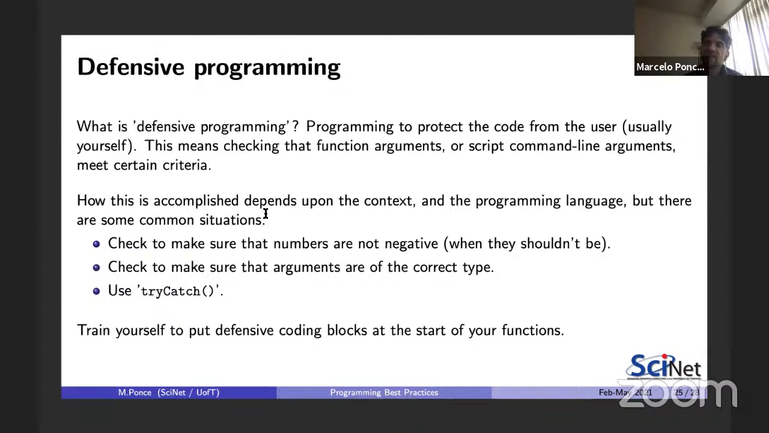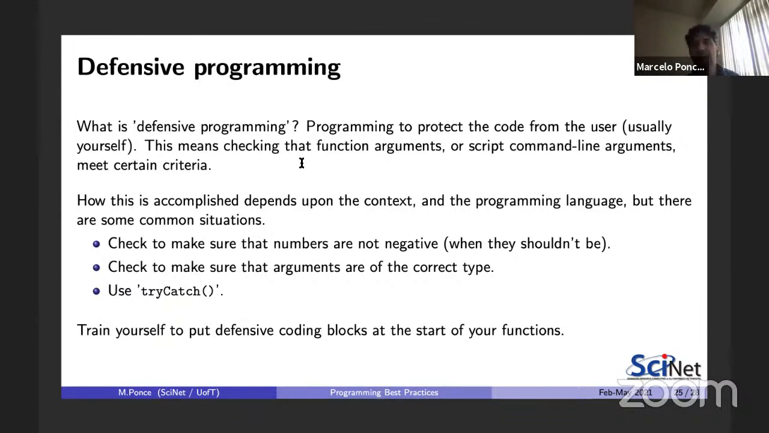Defensive programming, just a few slides about defensive programming. That's something that we are not necessarily going to use a lot in this course, because it shines a lot when you are using command line arguments. But basically, the idea is that you want to protect the code from the user, usually it can be ourselves, from using it mistakenly. And this doesn't need to be on purpose. It can be that I just forgot the order in which I'm expecting the arguments, or the type of argument that my function is receiving, and I'm just calling my function wrong.